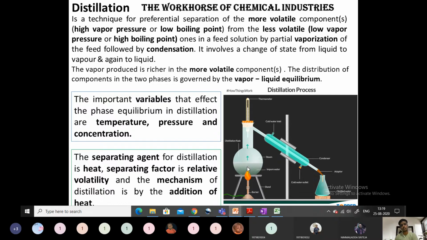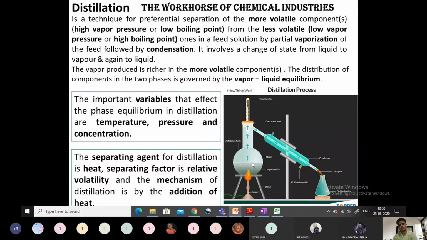Okay, there are three parameters. In order to disturb the equilibrium existing between vapor and liquid, we have to vary either the pressure, the temperature, or the concentration. The concentration, whether liquid concentration or vapor concentration, the concentration of A, methanol, or of B, water. Anything we vary will disturb the equilibrium between vapor and liquid. So the important variables that affect the phase equilibrium in distillation are temperature, pressure, and concentration.